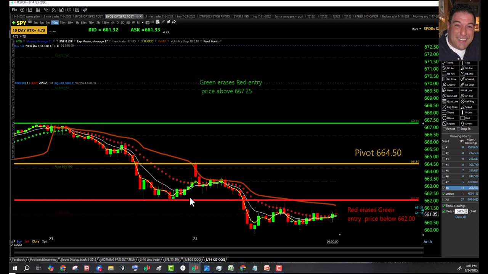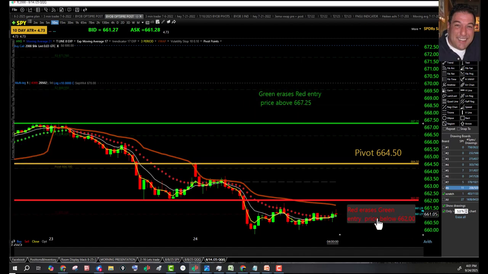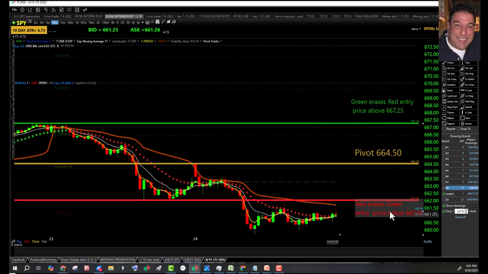Called it out in the room. Same thing with QQQ, 10-minute downtrend under VWAP. It was there. I called it out in the room. It was red erases green right here. If you followed the game plan, you had an entry and you made some profits right here. So made minimal profits today on that downtrend.